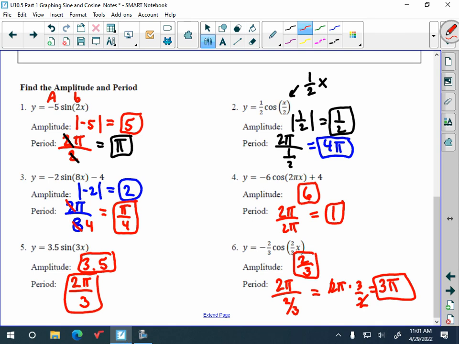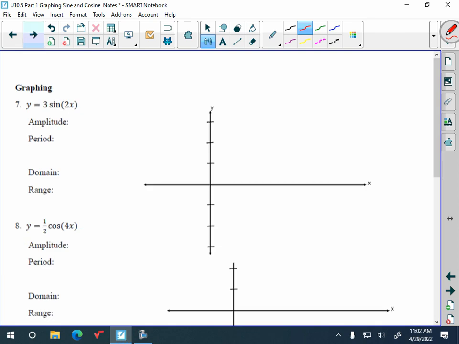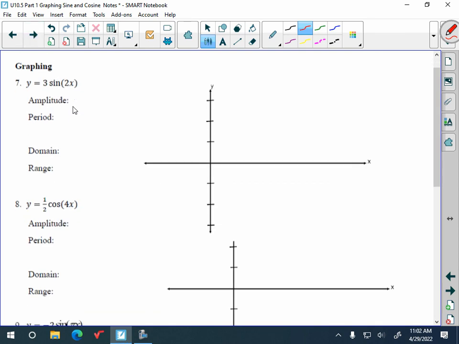All right, so remember when you have a complex fraction, multiply the top number by the reciprocal of the denominator. All right, so go ahead and turn it over. Now we're going to go ahead and start graphing.